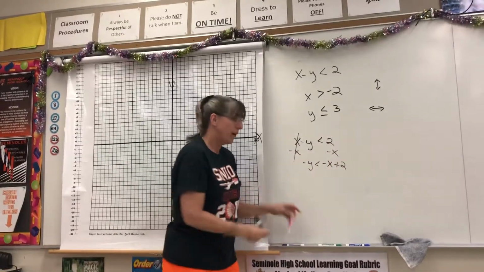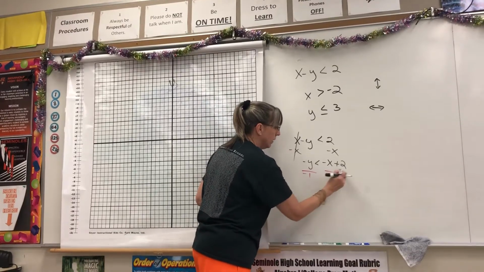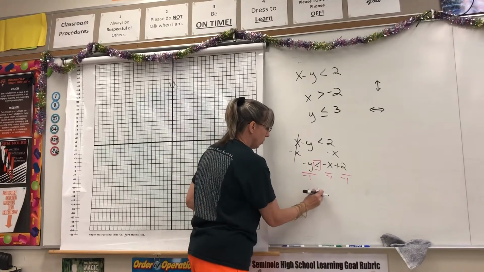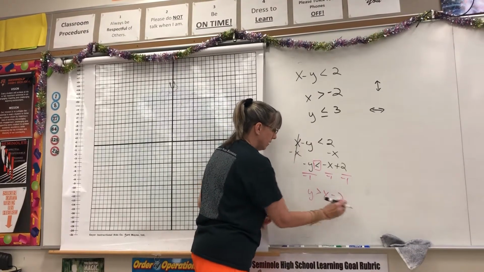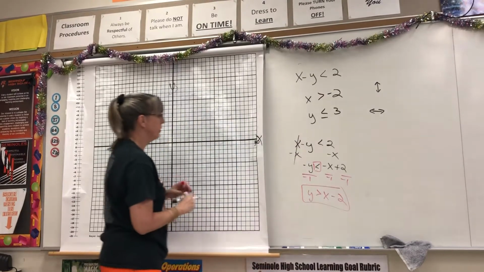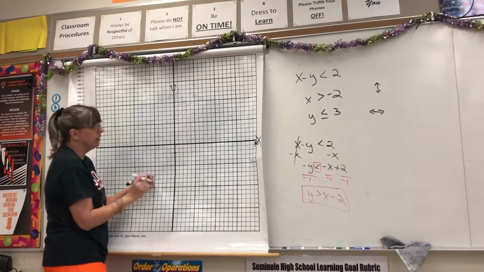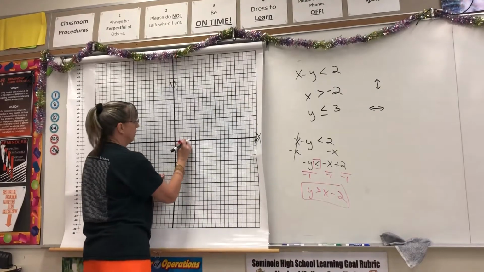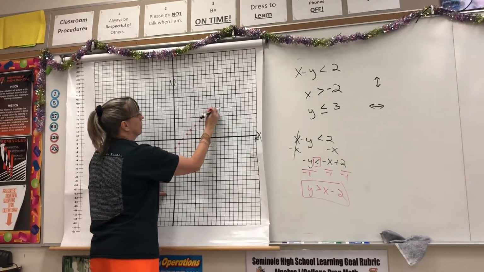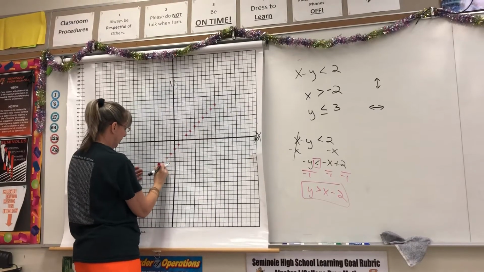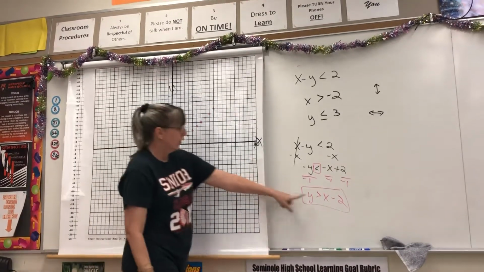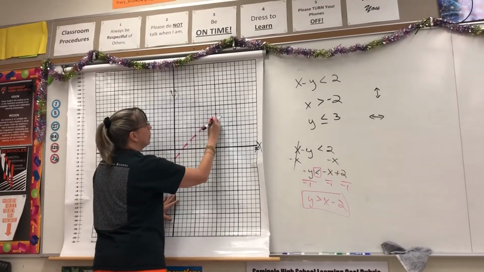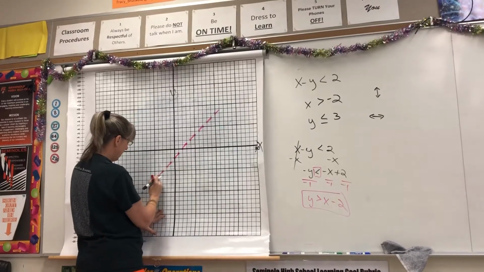I'm going to divide by negative 1. And when I divide by negative 1, I have to flip the sign. So y is greater than x minus 2. Let's do that one first. Start at negative 2. And it's going to be a dotted line with a slope of 1. Okay, rise over run, up 1, right 1, and it's dotted, so just connect every other one. Easiest way to connect your dots.